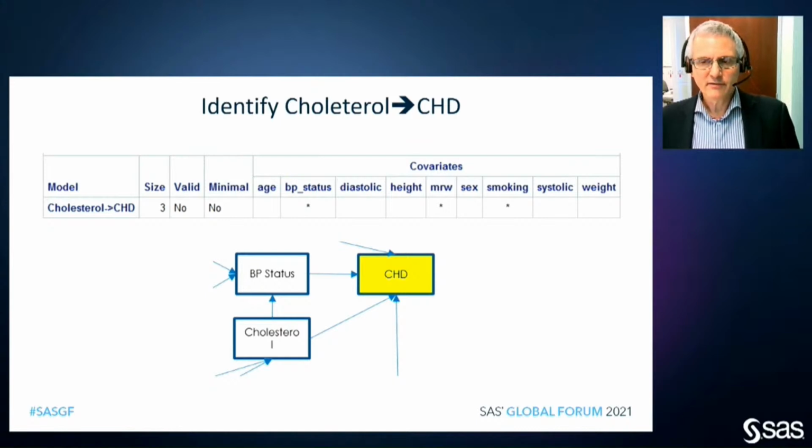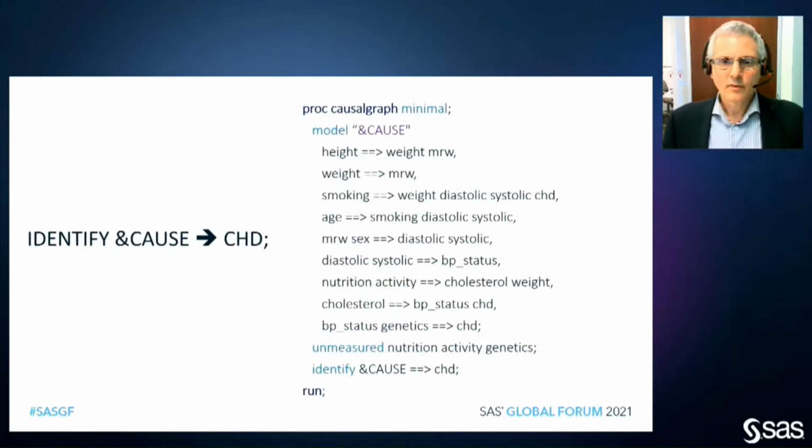Now remember our graph, blood pressure status is a mediator between cholesterol and CHD, and we said we should not block causal paths. And indeed, PROC causal graph tells us that that is not a valid adjustment set. So we cannot use blood pressure status in combination with MRW and smoking to adjust as confounders.